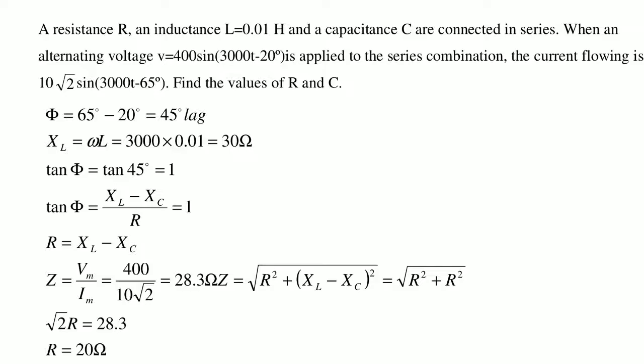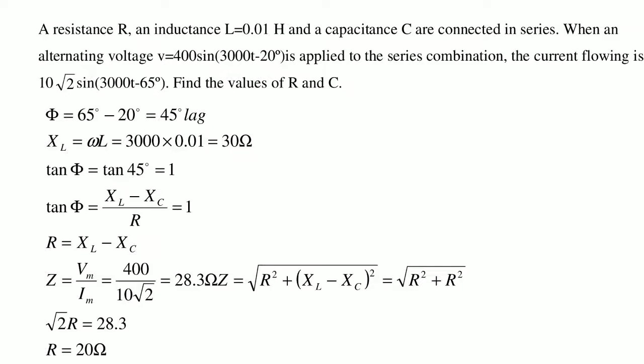Here the voltage and current instantaneous equations are given. We have to find the value of R and C. Now go for calculations. Here phi is equal to 65 degrees minus 20 degrees, which gives 45 degrees lag.